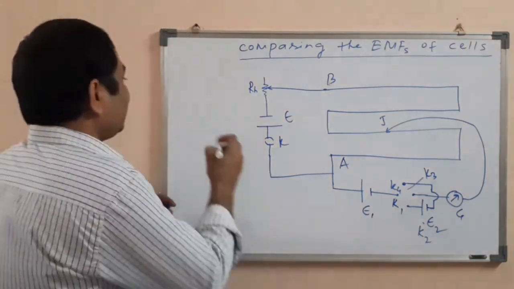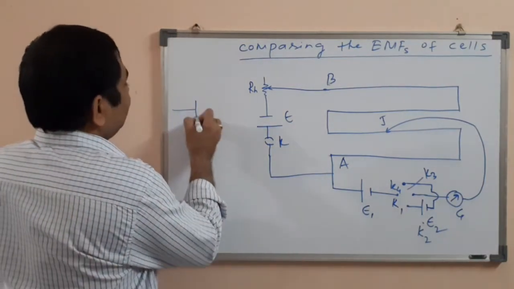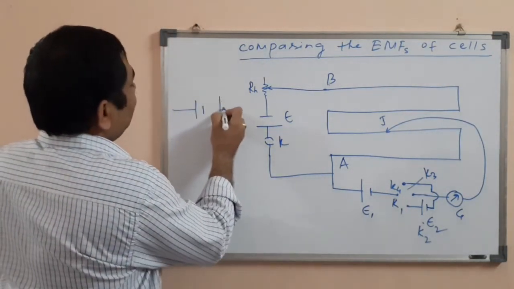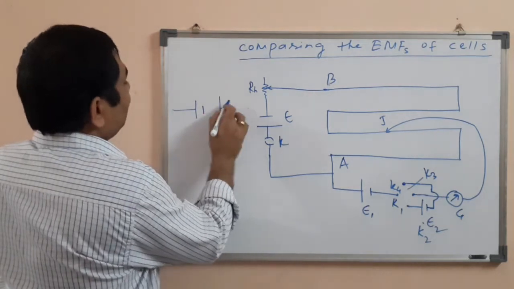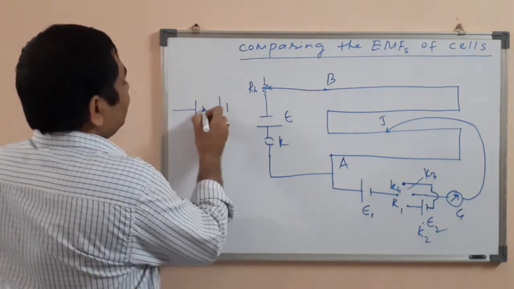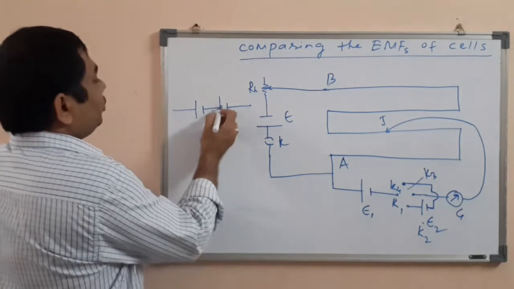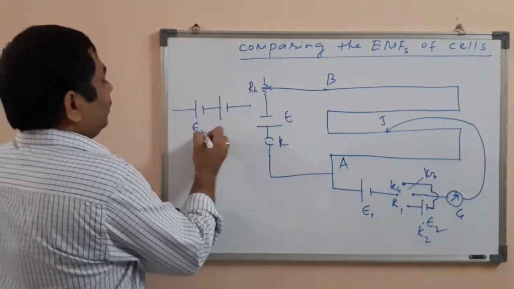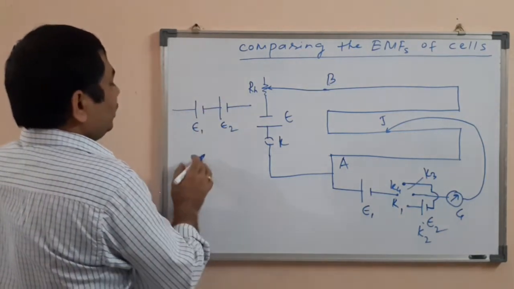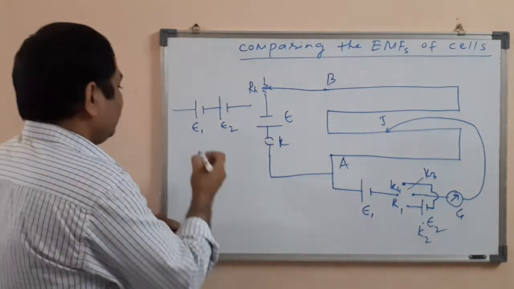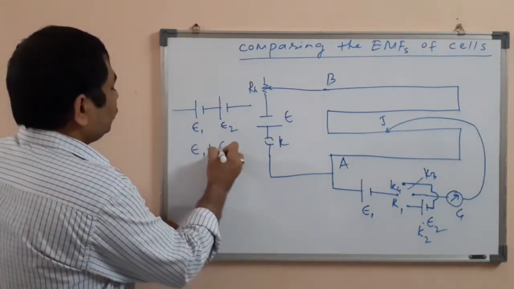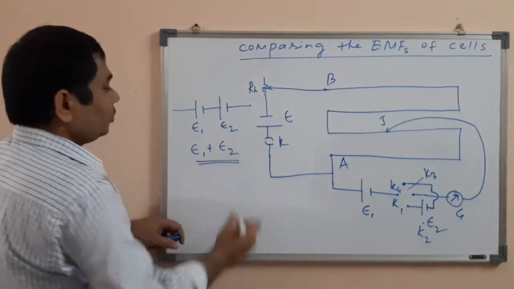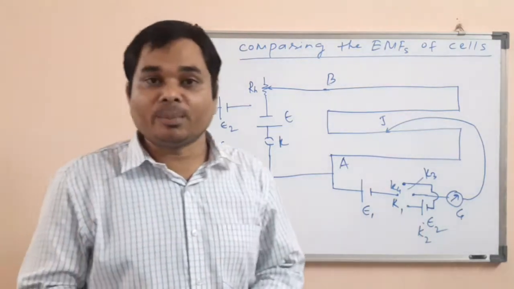Now suppose we are connecting the two cells like this. Negative terminal is connected to the positive terminal or positive terminal is connected to the negative terminal. Then the net effect will be the addition of the two EMFs. So they are in the sum mode.